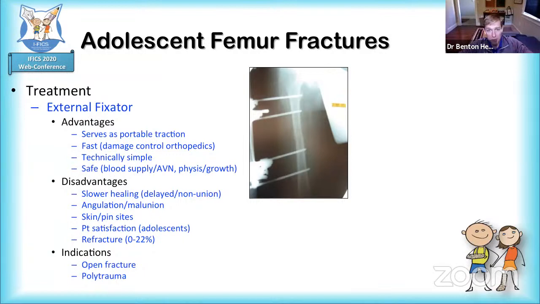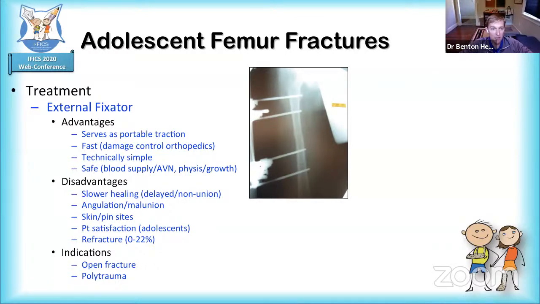Other options include external fixation. The advantages, as Uni discussed, are that this serves as portable traction. It can be done quickly, so it is a good option in the face of principles of damage control orthopedics, like an open fracture or significant polytrauma or vascular instability or systemic issues from a child. It's relatively technically simple and certainly preserves the blood supply, with little risk of AVN, and you stay away from the physis and there is no risk to growth.